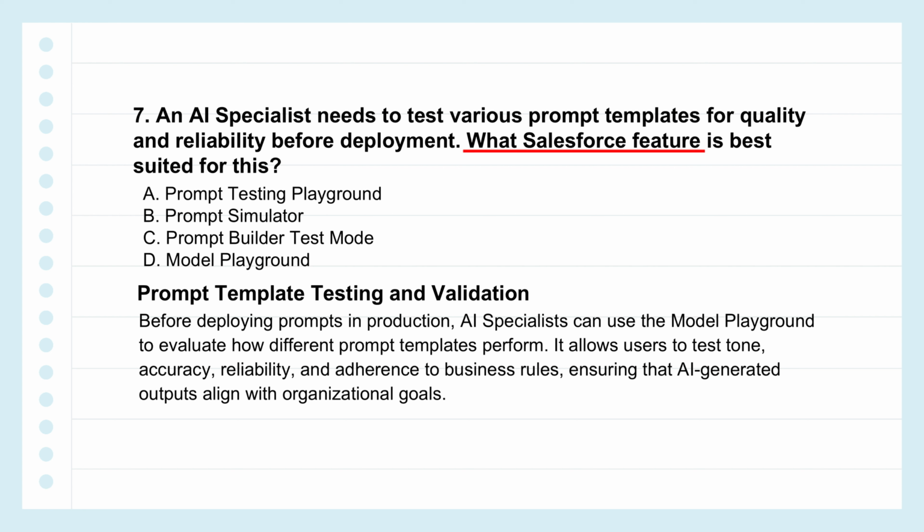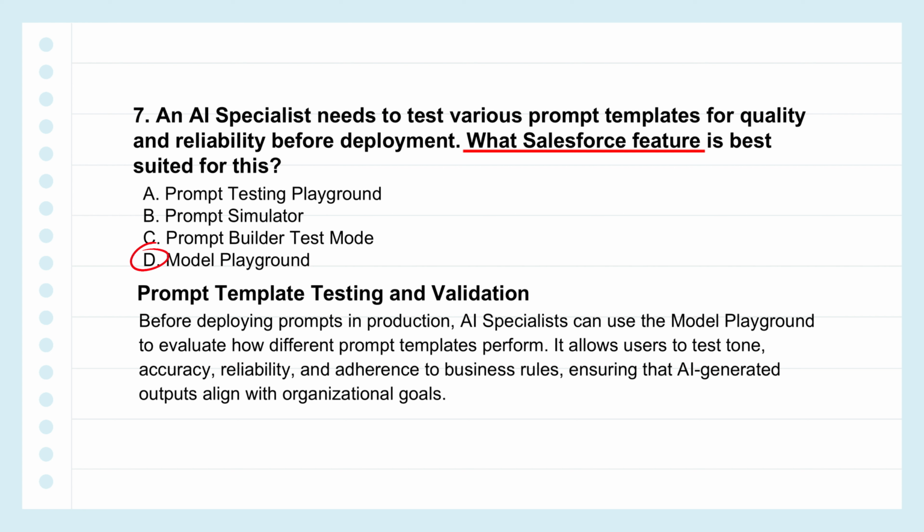Where's the best place to do that? Absolutely essential. And the place for that is the model playground. Model playground. Sounds fun. It kind of is. Think of it like a sandbox, a safe space. You can try out different prompt templates, see how they respond, tweak them, test edge cases, all without affecting your live environment. So you can really kick the tires on the prompts before they go live.